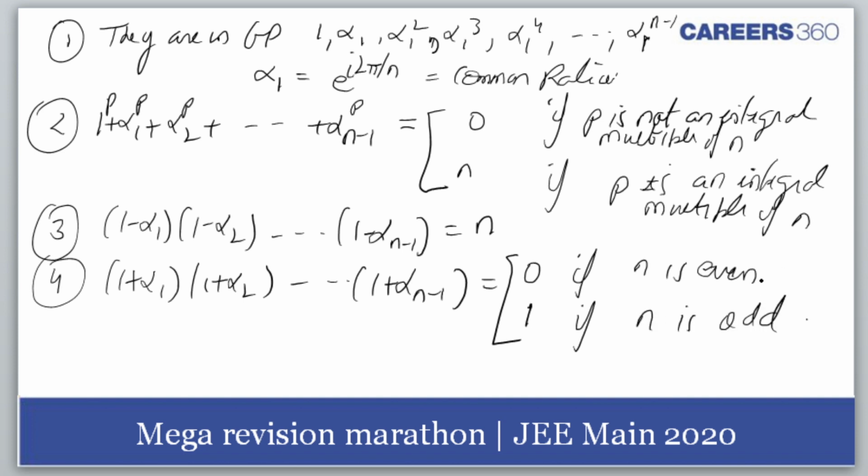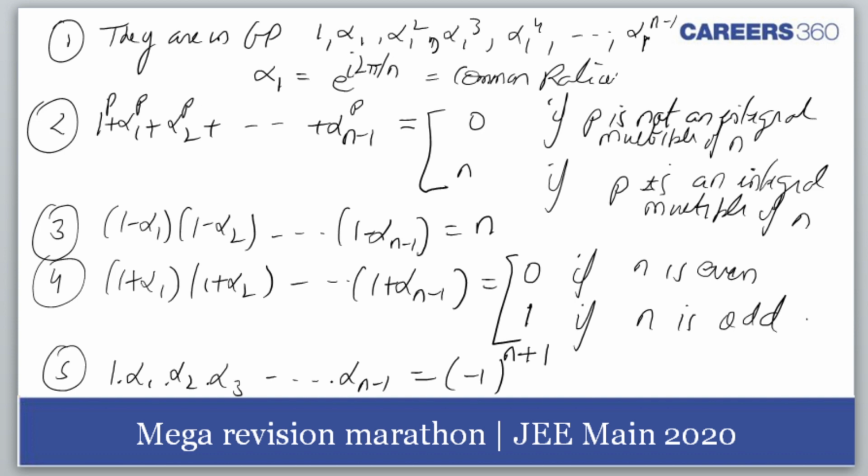Okay, students. And then we have the last property: the product of these nth roots of unity is minus 1 raised to power n plus 1. So if n is odd, it is 1. If it is even, then it is minus 1. Okay. Non-fractional, you say. Yeah, you're right. So this way we have done nth roots of unity.